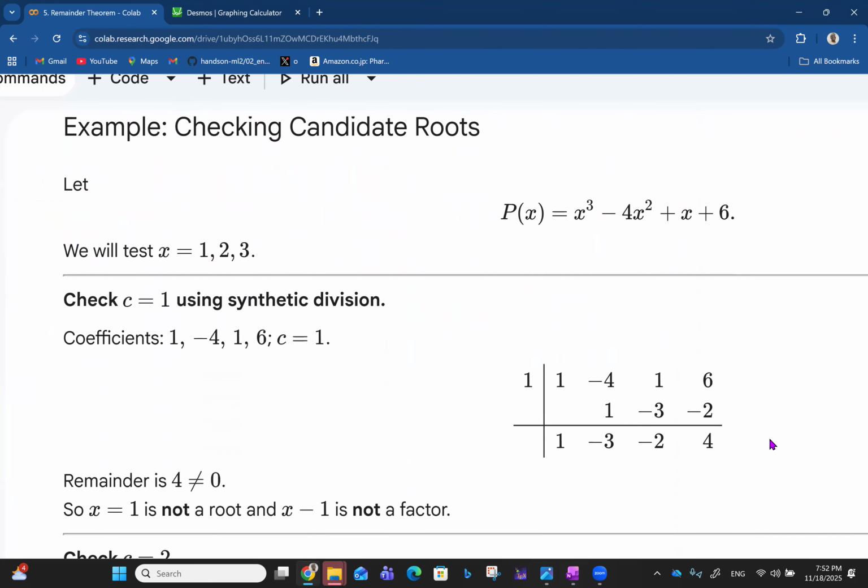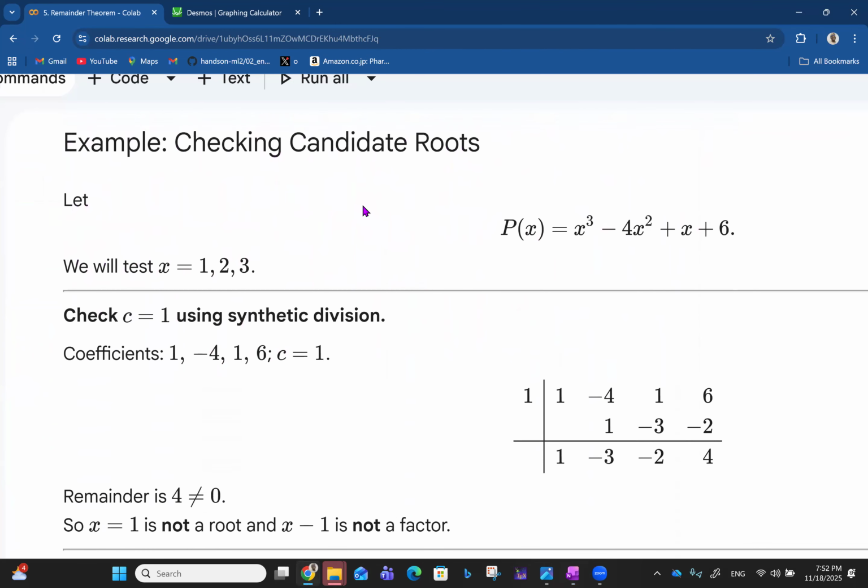Okay. So imagine you want to check candidate roots for this. You have p of x equals x raised to power 3 minus 4x squared plus x plus 6. So you can test x, which is 1, 2, 3. When c is equal to 1, for instance, if you use synthetic division, the coefficients are 1, minus 4, 1, and 6 for the polynomial.